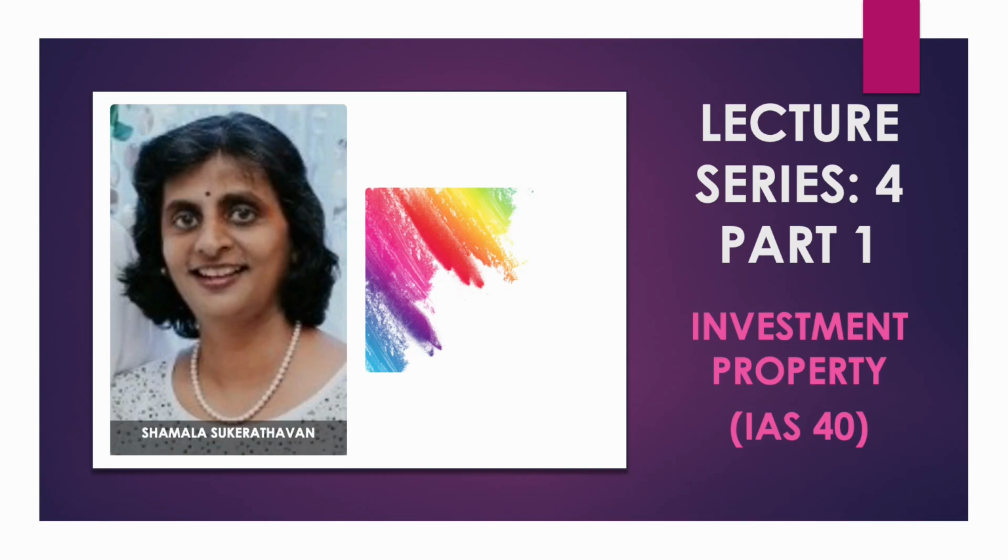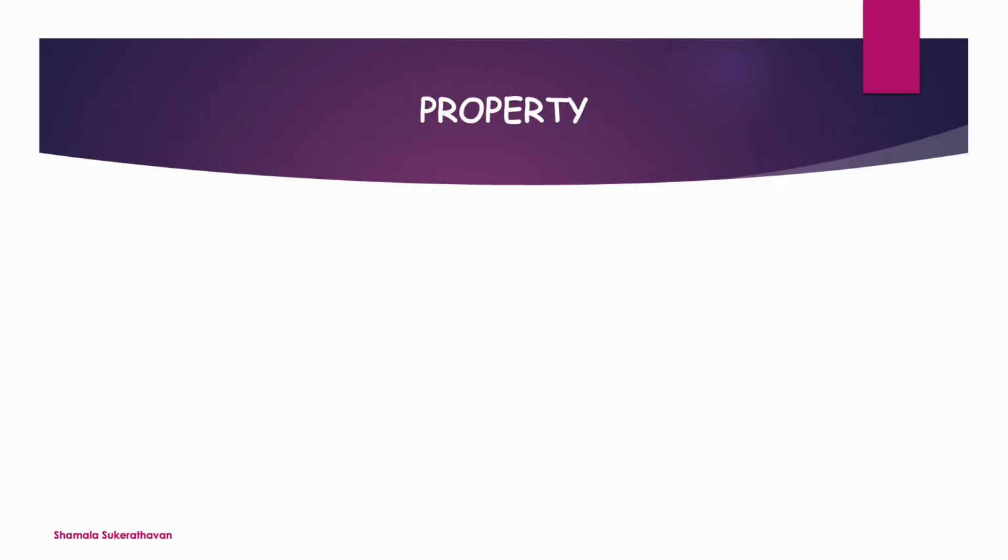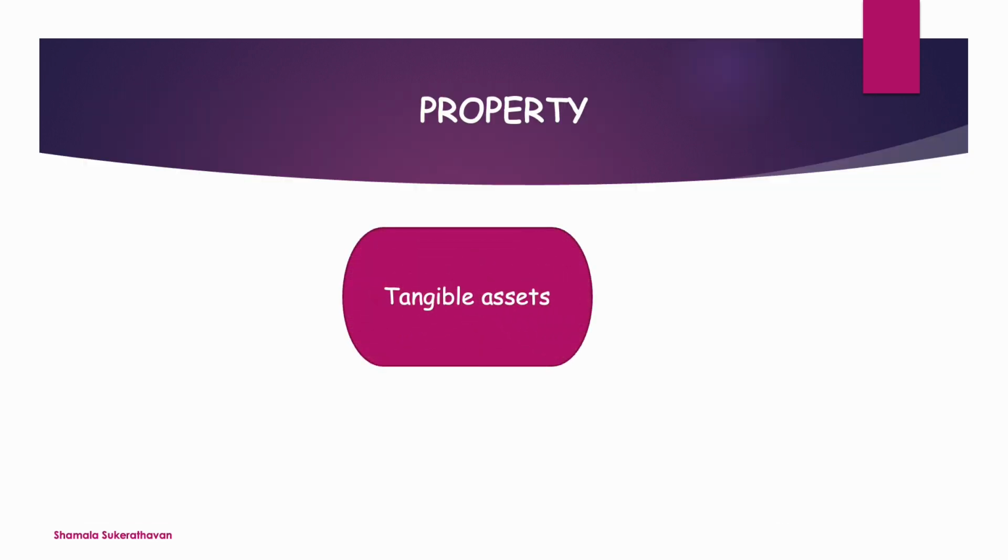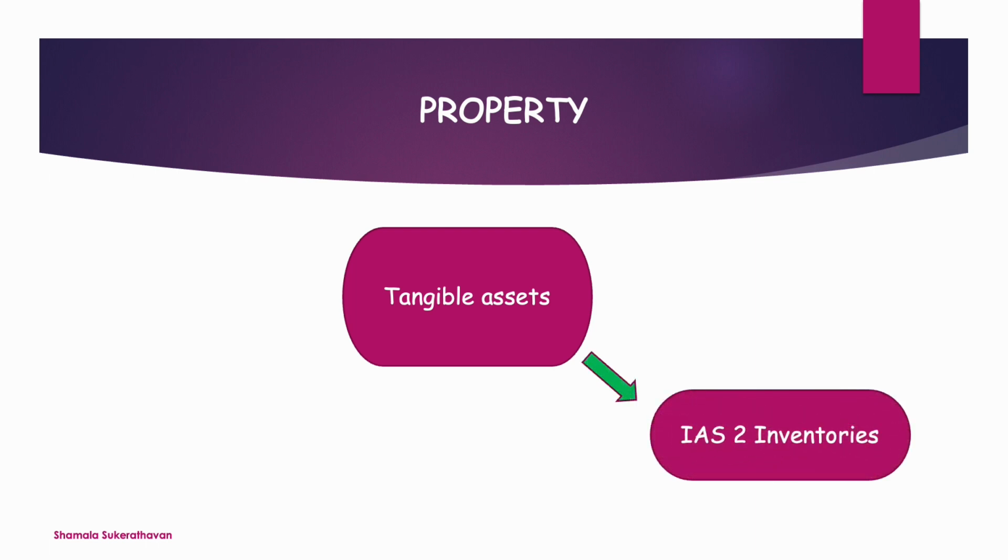Here I will look at IAS 40, Investment Property. Properties are tangible assets and fall within the scope of one of the following accounting standards. Properties fall within the scope of IAS 2 Inventories if the property is held for sale or in the process of construction for sale in the ordinary course of a business.